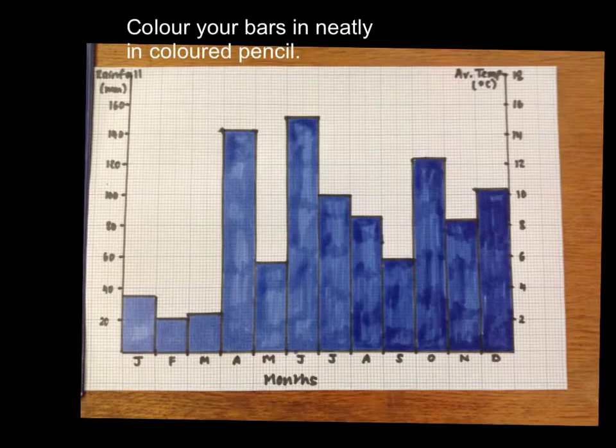When I have drawn all my bars, I'm then ready to colour in. The reason I've done it in felt tip pen is because it helps it stand out on this video. But if you can colour your bars in neatly in coloured pencil, please. Blue ideally, but if you haven't got a blue, use another colour. But most climate graphs use blue for the bar charts.